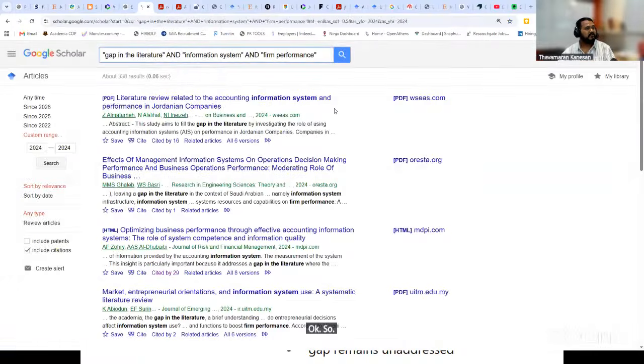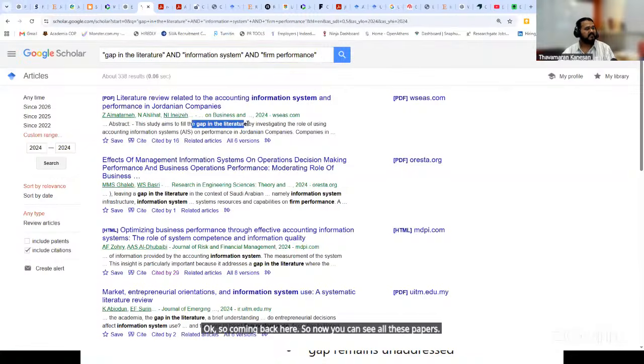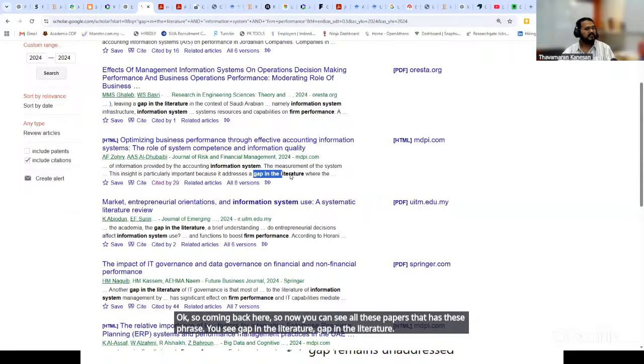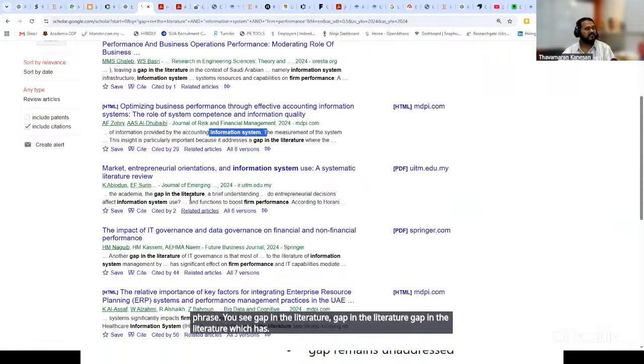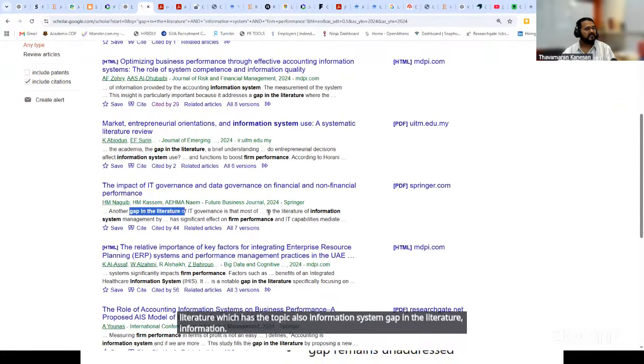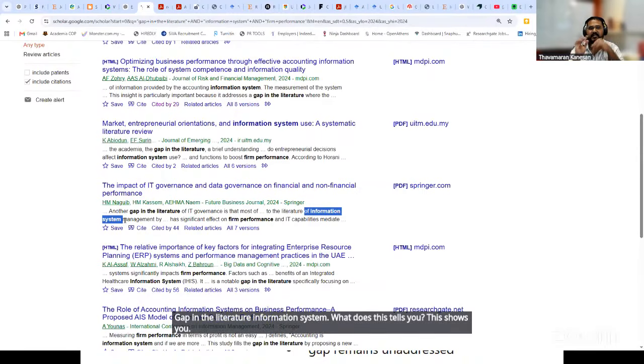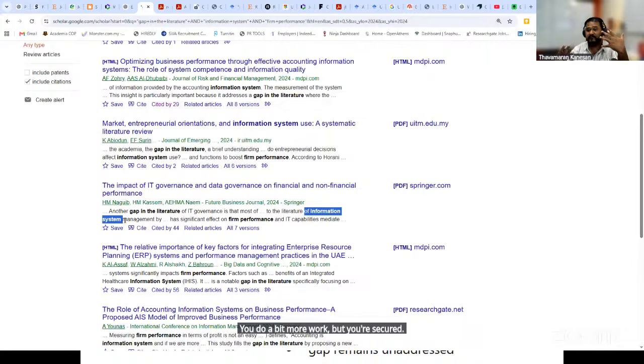So now you can see all these papers that have this phrase. You see gap in the literature, gap in the literature, gap in the literature, which has the topic information system also. What does this tell you? This shows you that the paper is legit. So the first step of the job is settled. You don't need to worry about fake information. You don't need to worry about fake citations. You do a bit more work, but you're secure. You are safe.